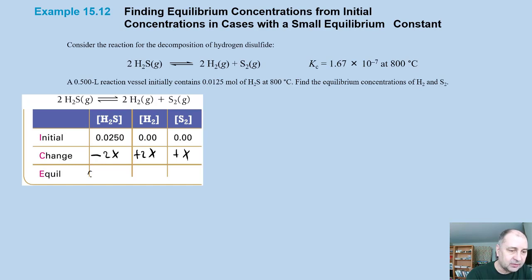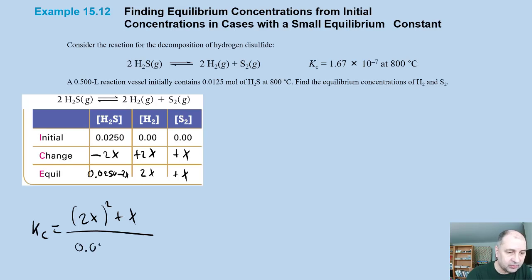So we have 0.0250 minus 2x, and this is going to be 2x and x. If I plug that into our equilibrium expression, I'm just going to write Kc and not the number. I'll get this set up for you, and then you can solve the rest. So here we now have 2x squared times x divided by 0.0250 minus 2x, and that's also squared.